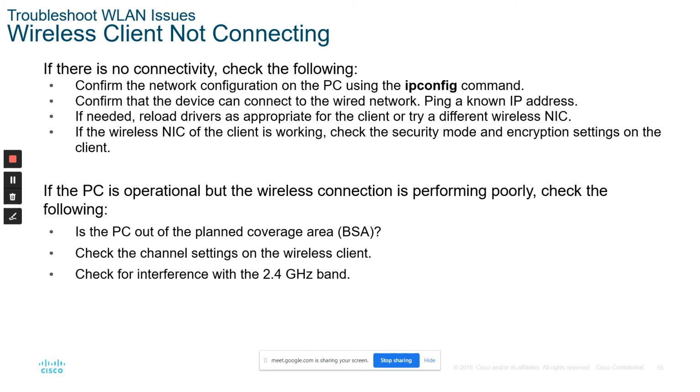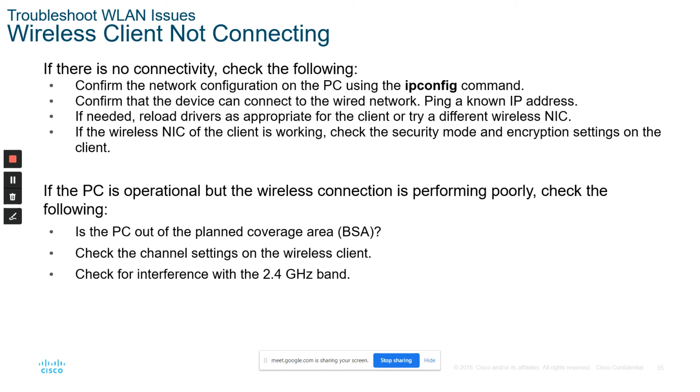Then confirm that the device can connect to the wired network. Ping a known IP address; you can use any IP address on the network and see if you can ping it. You can also reload drivers if needed for a client, or try a different wireless NIC, since the NIC might be faulty and you can replace it. If the wireless NIC is working, then check the security mode and encryption settings on the client, whether they are set accordingly.